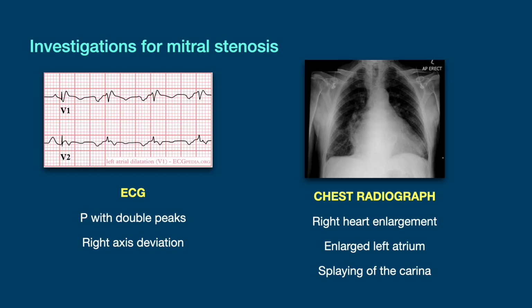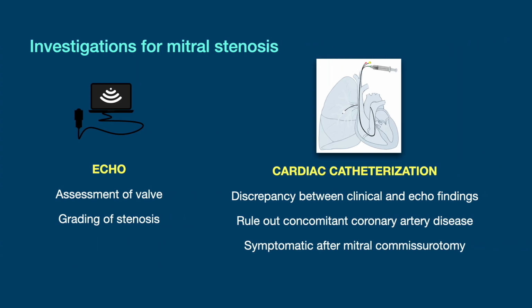During echocardiography, the valve can be readily assessed and the grade of stenosis quantified. In addition, cardiac catheterization can be performed for evaluation. Cardiac catheterization is indicated when a discrepancy exists between clinical and echocardiographic findings. In patients with associated severe lung disease and pulmonary hypertension, the extent to which mitral stenosis has contributed to their symptoms needs to be ascertained. In older patients with severe mitral stenosis, cardiac catheterization is strongly indicated to rule out the presence of concomitant coronary artery disease. In patients who develop serious symptoms after mitral commissurotomy, cardiac catheterization may be indicated.